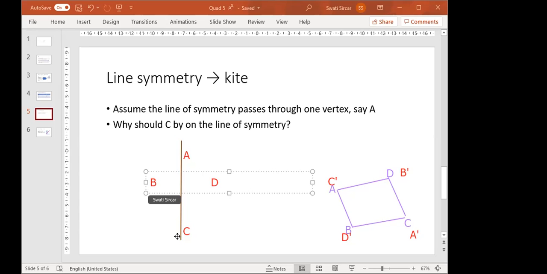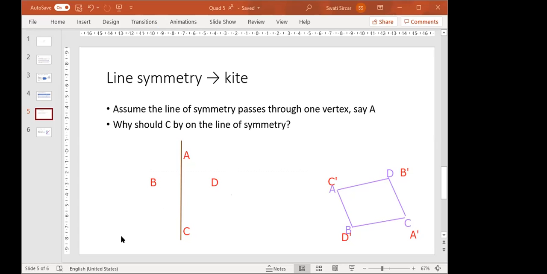Okay, so that part is fine, except that you need to argue why C should be on the line of symmetry. Just like in the previous case, you need to point out why it has to rotate by 180 degrees. Okay, so that is good.